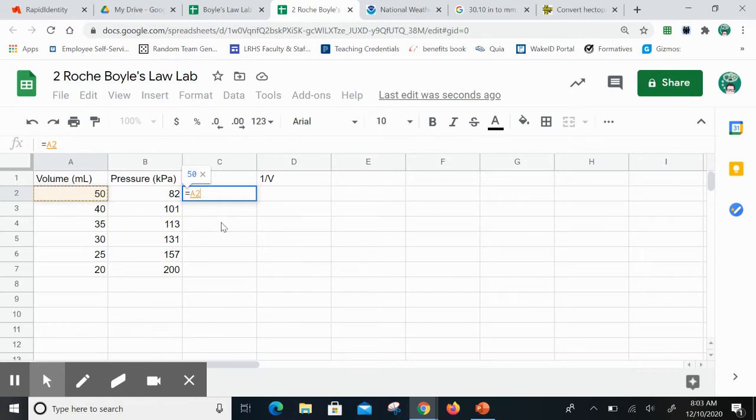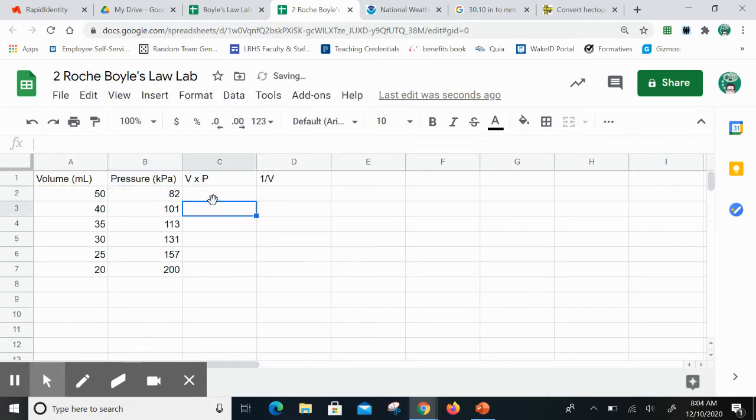And then I want it to multiply. So shift 8, the little star above your 8, means multiply. And I want to multiply this thing by this thing, which is B2. So I could write in B2 if I wanted to, or I could just click the thing. So it says, you want me to make this square equal A2 times B2?